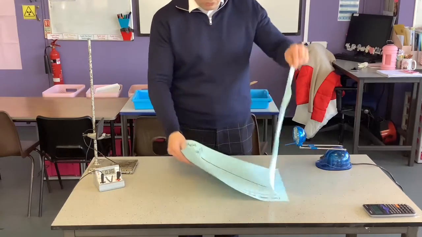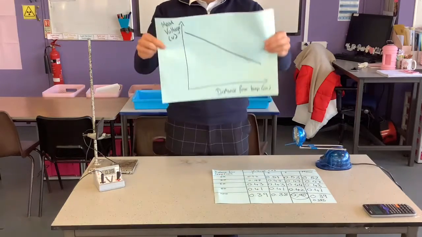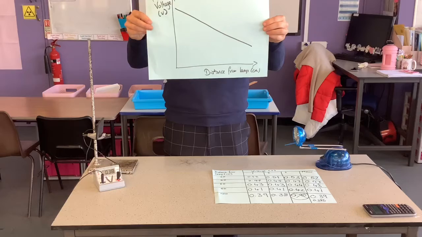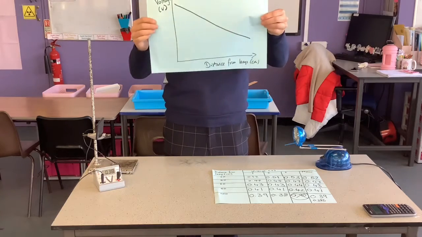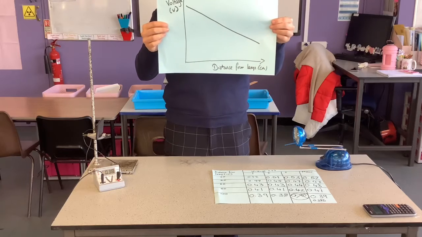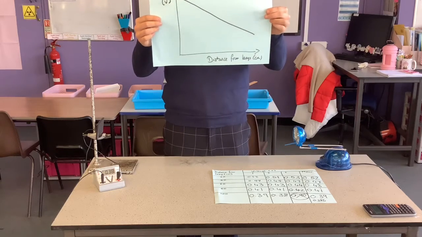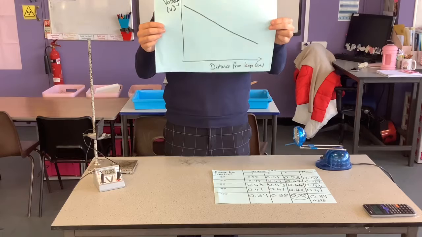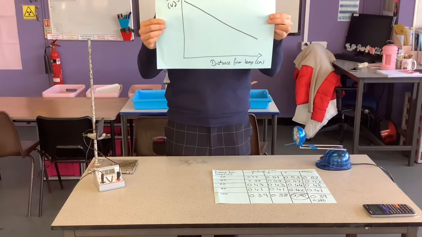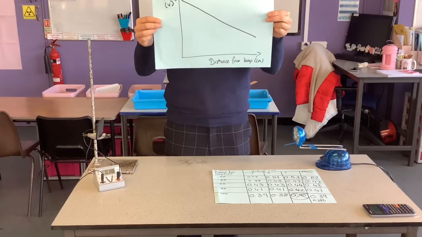Now finally, if we were going to look at a graph, I would be plotting my distance from the lamp along the x-axis, that's the bottom, because that's my independent variable, and then I'd have my mean voltage up the side. And as you can see, as my distance from the lamp increases, my mean voltage decreases at a steady rate for our results. So hope you enjoyed the video.